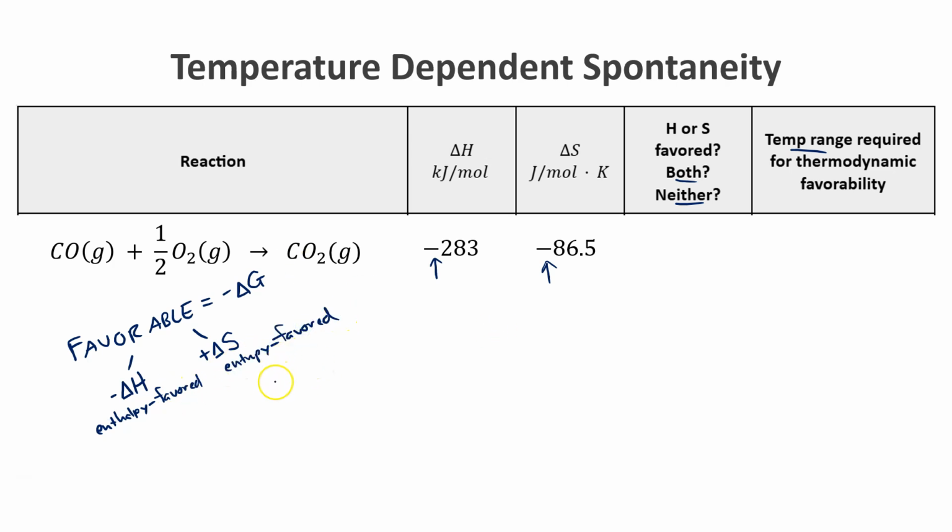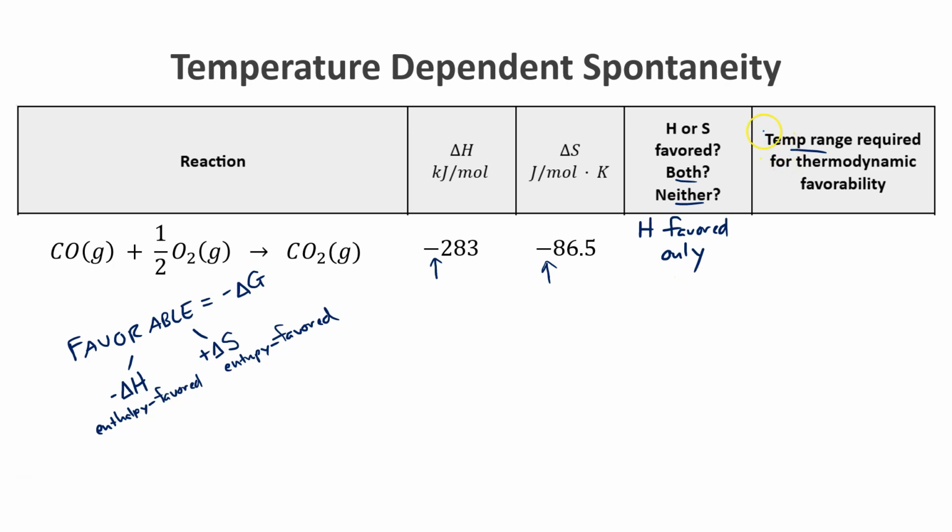So there we go, I've got my labels in there, and now I can apply that to the specific reaction we're looking at here. I can see that in this equation the delta H is negative. That means it releases heat, and that means that the reaction is enthalpy favored. So I can label that here. Next, if I look at the delta S, I can see that its sign is negative. That means the products actually have less entropy than the reactants, and that's not good for being a favorable reaction. So this is not favored by entropy. So we can label this as enthalpy favored only.